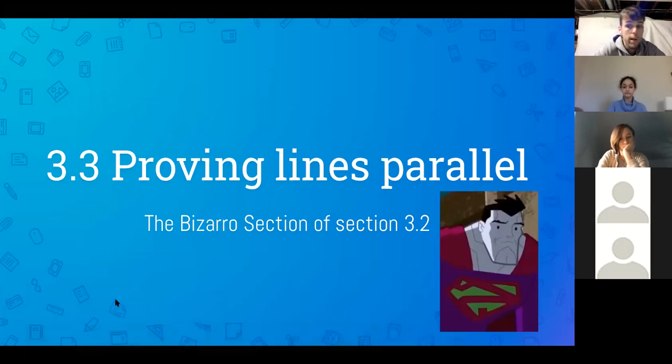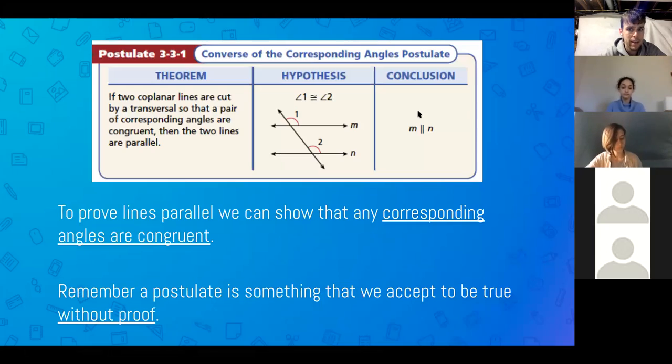Okay, so we are going to be proving two lines are parallel to each other. For those of you familiar with Superman, Bizarro Superman here, we're kind of going to be doing section 3.2, but backwards. So let's first take a look and just remember the four theorems, well, three theorems and one postulate that we went over in 3.2.